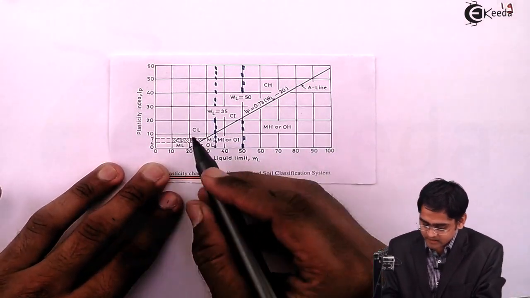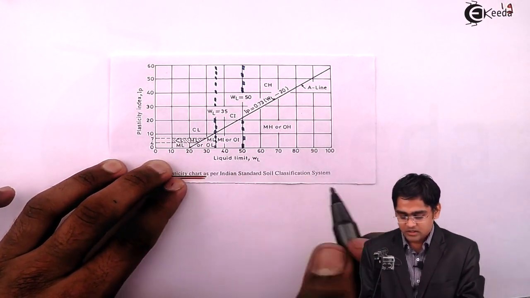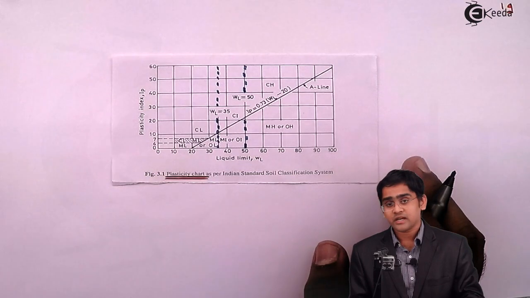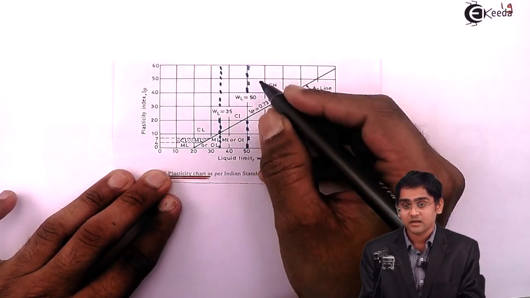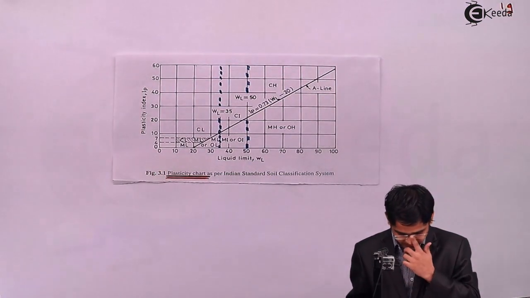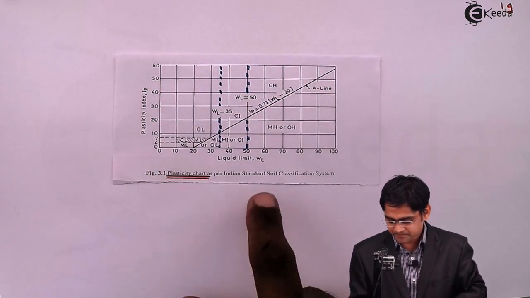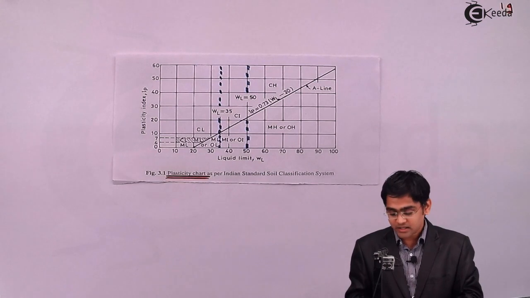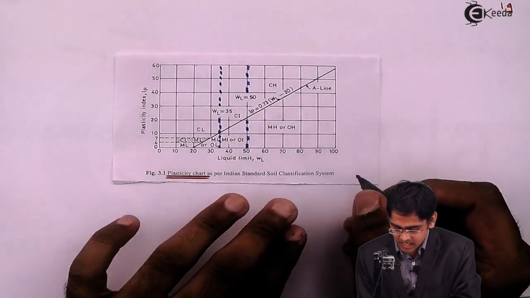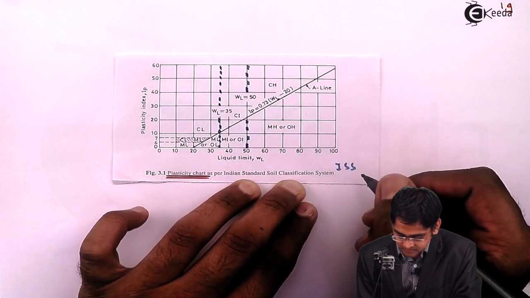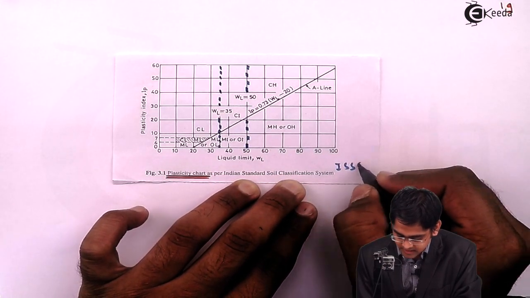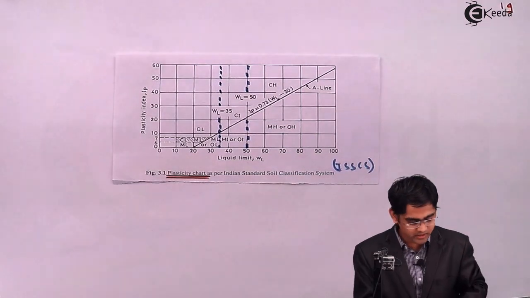clays. So here we got a clear idea, but in the previous unified soil classification system we have just the liquid limit less than or greater than 50%. So this plasticity chart is as per your Indian standard soil classification system, that means ISCS, Indian standard soil classification system.